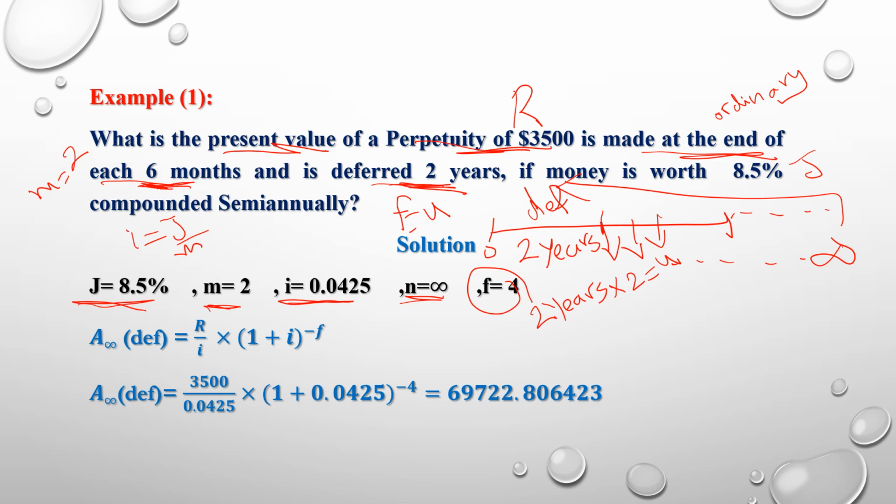He is asking about the present value for this deferred ordinary perpetuity. So A infinity deferred equals R over I times 1 plus I power minus F. By substituting values, R equals $3,500 over I times 1 plus I to the power of minus 4, and this equals the present value of this deferred ordinary perpetuity.